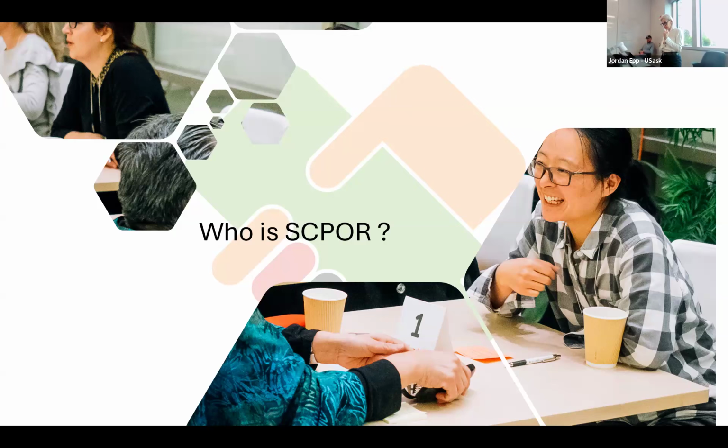So CIHR launched the Strategy for Patient-Oriented Research, and that's called SPOR. They set up SPOR networks, which are national programs of research on particular topic areas, like chronic kidney disease and youth mental health and chronic pain. And these research networks are across the country, and they support patient-oriented research projects which contribute to a national healthcare agenda. But they also established little provincial units, and those are called support units, and they support patient-oriented research on a regional level, but with federal dollars.